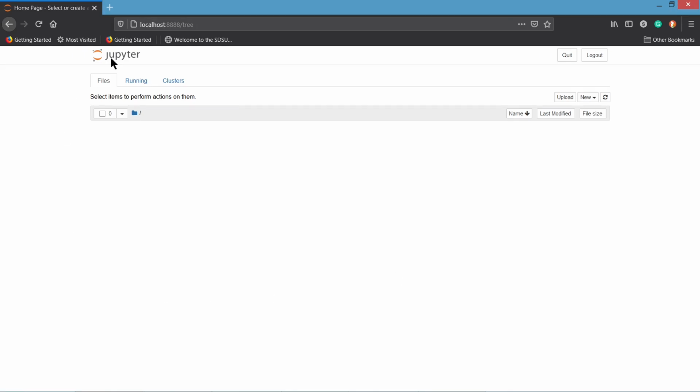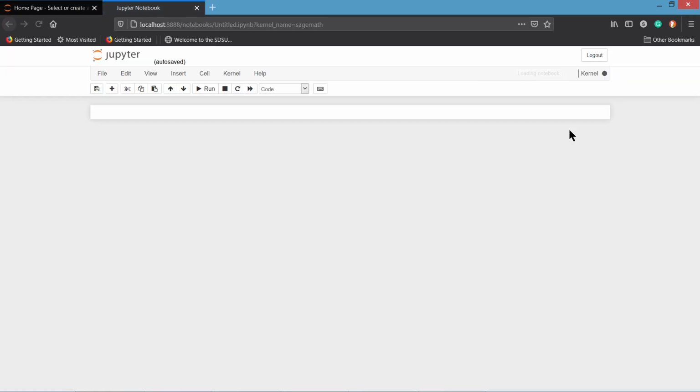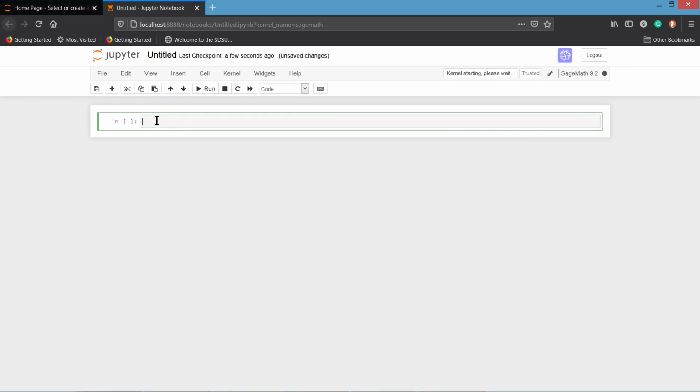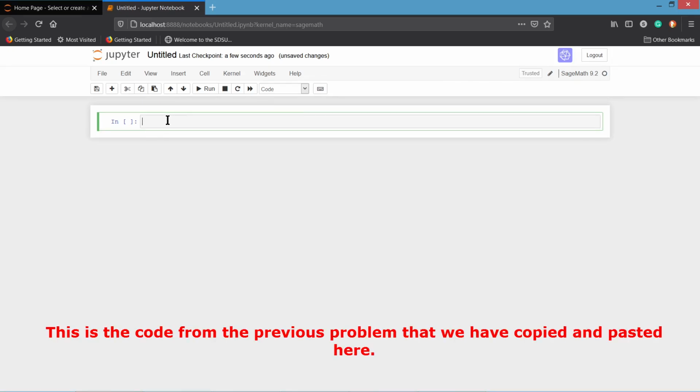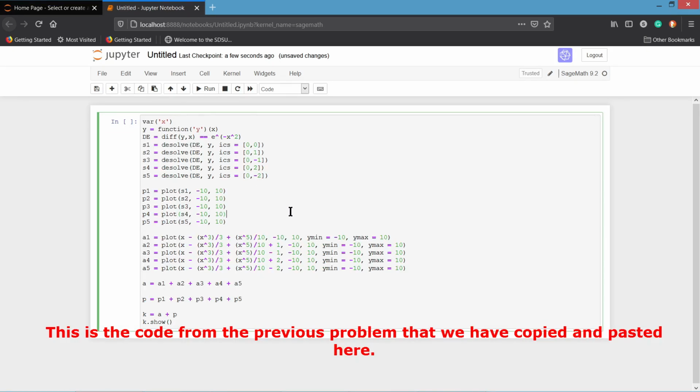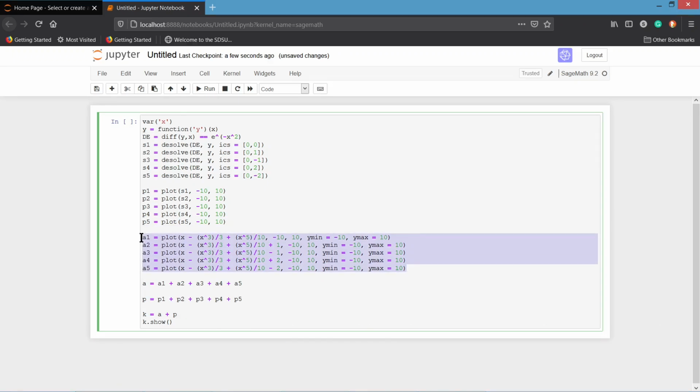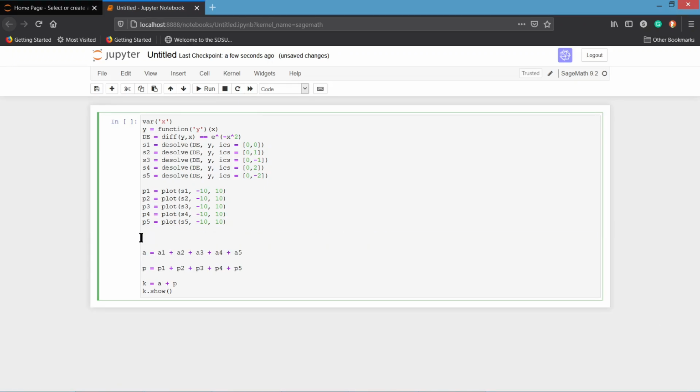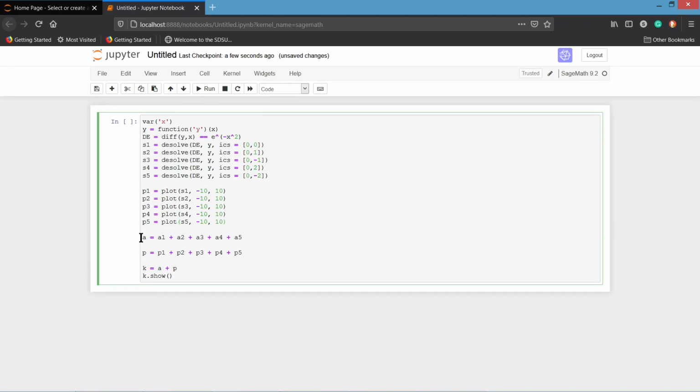The Jupyter Notebook looks like this. We will go to New and Sage Math 9.2, and in this line we can input our codes similar to the online Sage Math shell. These lines we do not need because we are not plotting the Maclaurin approximation. Also, we will delete this line.